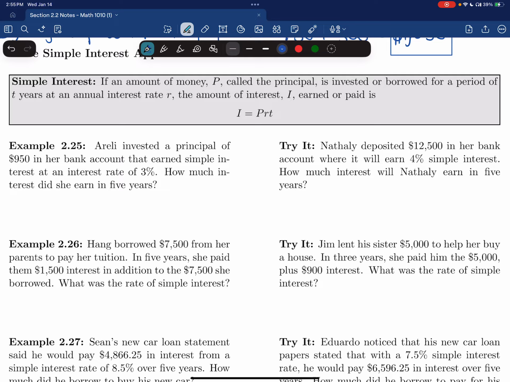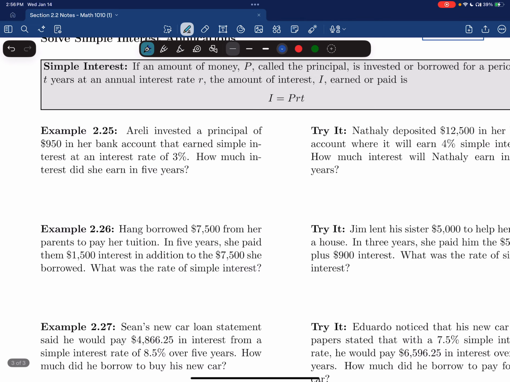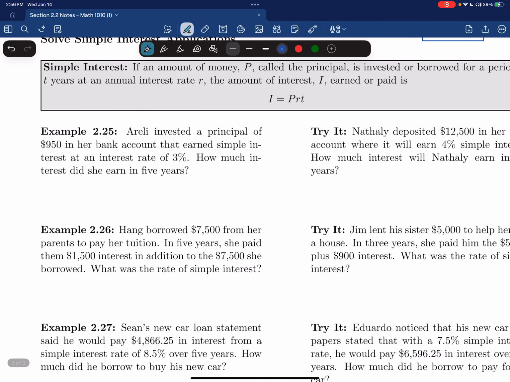So example 2.25 says, Aurelie invested a principal of $950 in her bank account that earns simple interest at an interest rate of 3%. How much interest did she earn in 5 years?